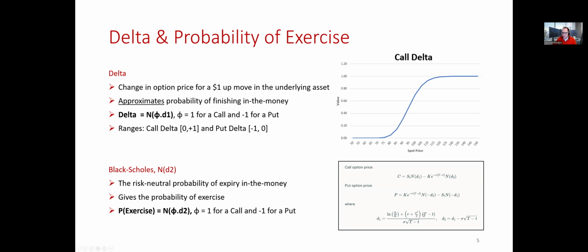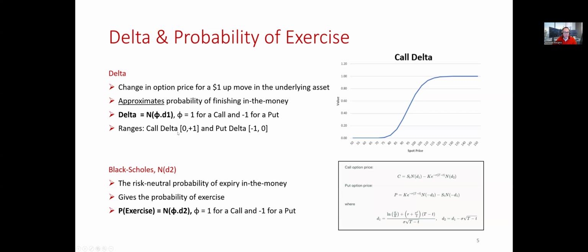And so D1 is this expression here. And we take these parameters from our option, our American option. And delta N(d1) for a call ranges between 0 and +1. For a put, it ranges between -1 and 0. And that's just because delta is measuring the up movement in the underlying asset.